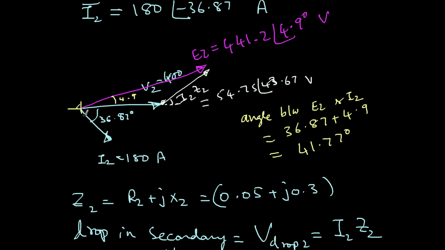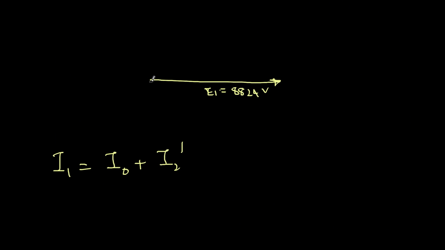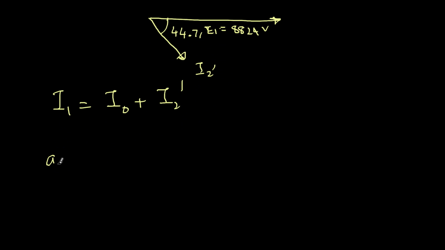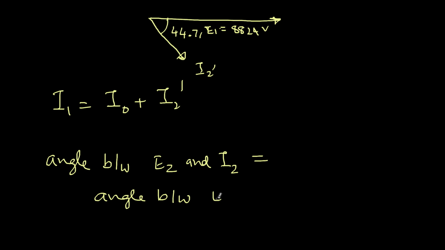Now obviously this I2 dash will be lagging E1, and this angle will be 44.77. So the angle between E2 and I2 will be equal to the angle between E1 and I2 dash. So this is the relation we will be maintaining. And I2 is lagging E2, therefore I2 dash will be lagging E1 and the angle will be 44.71 degrees.